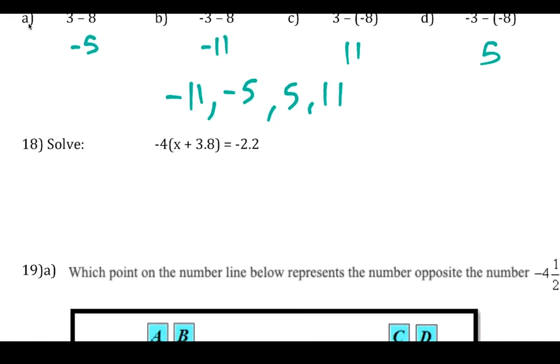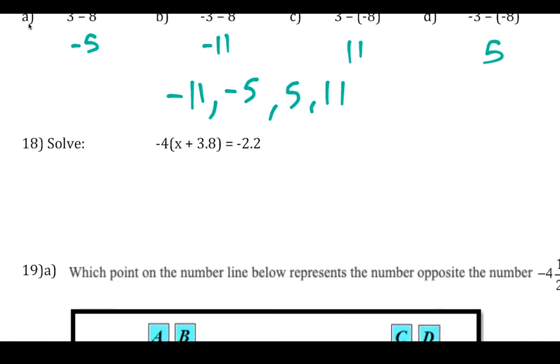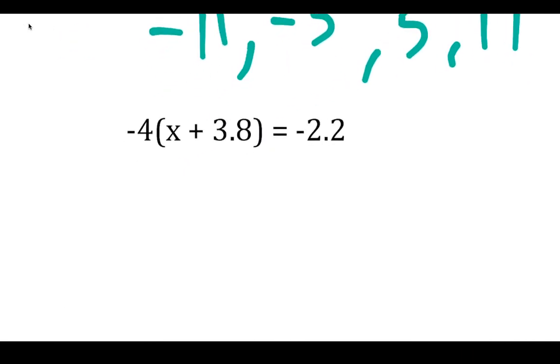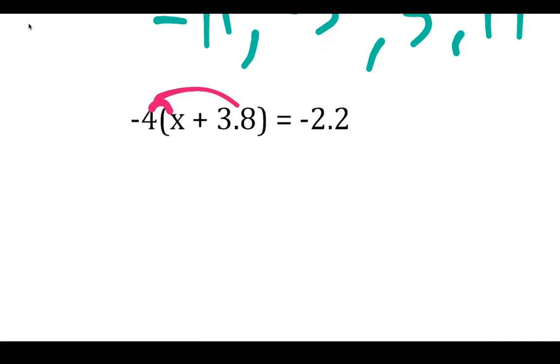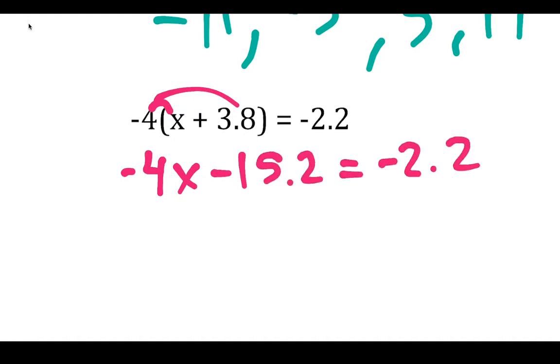All right. Number 18, we are going to solve. I'm going to start by distributing. Again, it's always good to have your calculator if you're not feeling confident or don't want to try to do stuff in your head. So negative 4 times x is negative 4x. Negative 4 times 3.8 is negative 15.2, which is equal to negative 2.2.